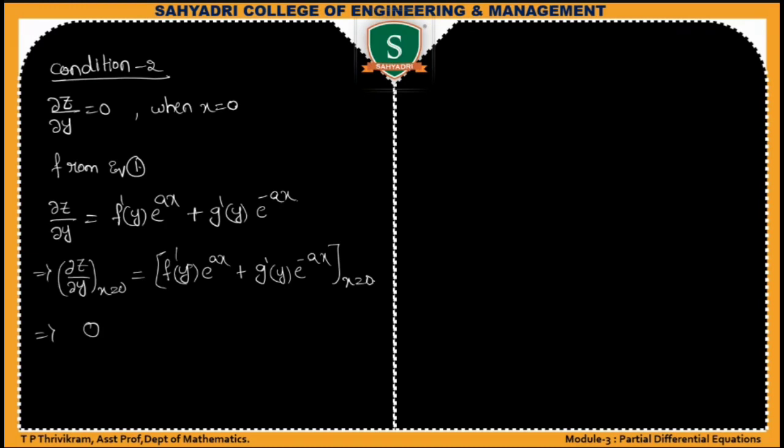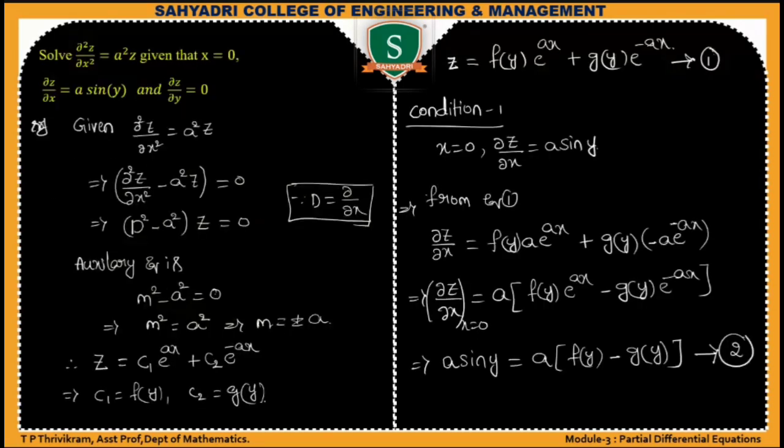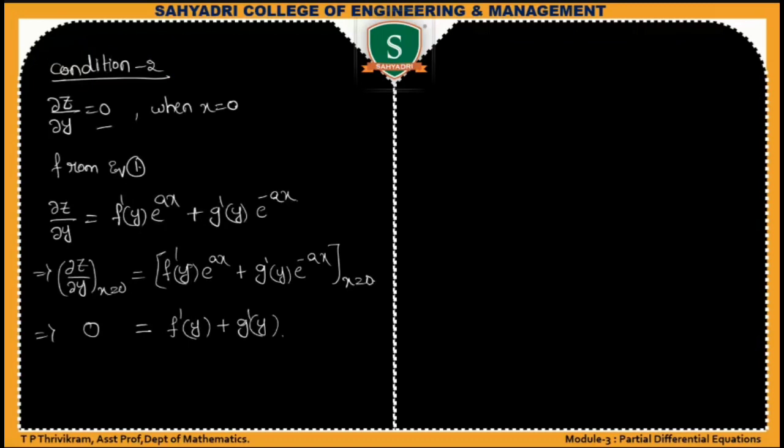So left hand side 0 we have to put, since they have given 0, is equal to, substitute x equal to 0 on the right hand side, f dash of y plus g dash of y. Okay, now from this equation, if you observe the previous condition, we got equation 2 in terms of f of y and g of y. So if I want to convert this, what I need to do? We need to apply integration on both sides to remove derivatives.